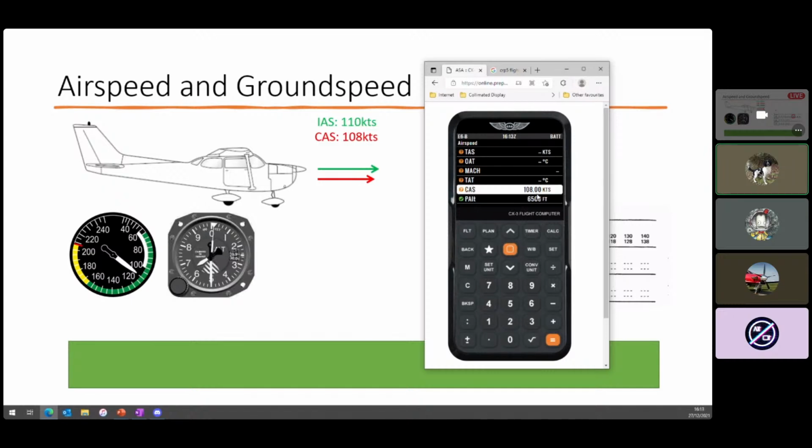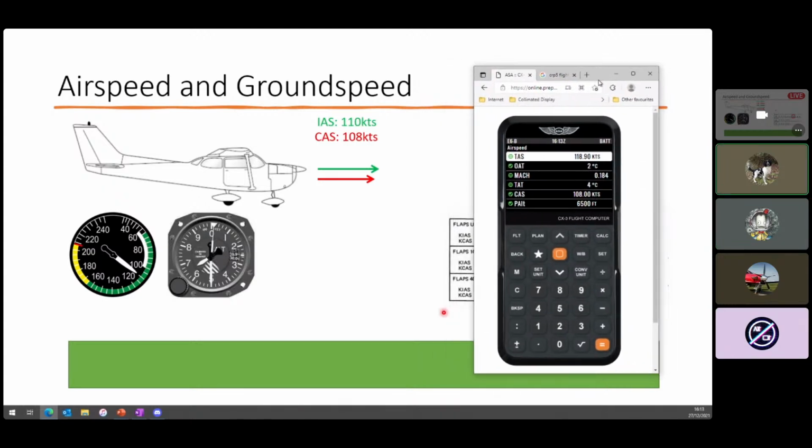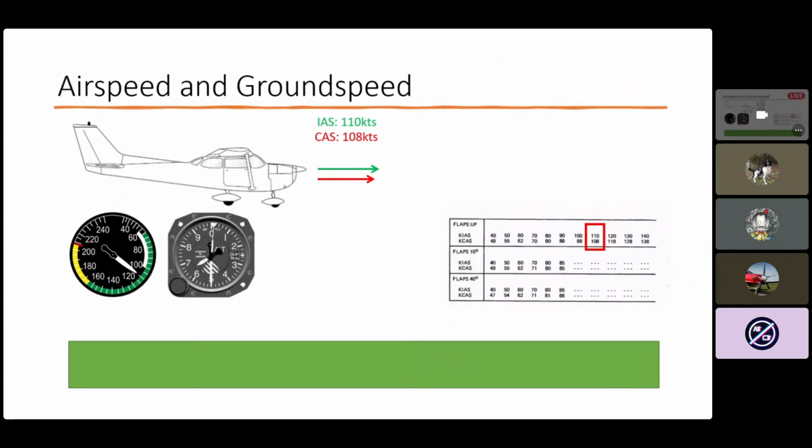Calibrated airspeed, 108. It saved it from last time, so we can just hit equals. And then it's outside air temperature. So what did I say? 2 degrees Celsius. Press equals. And then it auto-populates the rest. 118.9. Yep. Okay, I got it now. Super. So true airspeed 119. This time we've got a stonking tailwind, 30 knots. So what's our ground speed going to be?